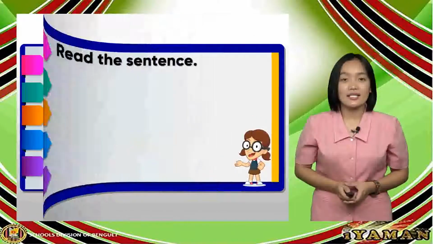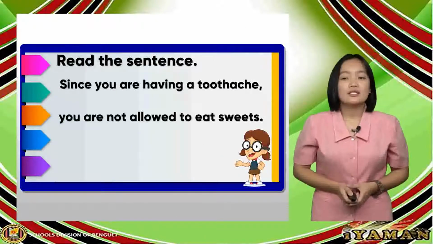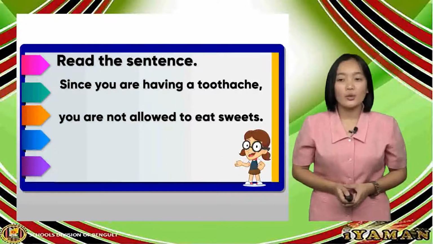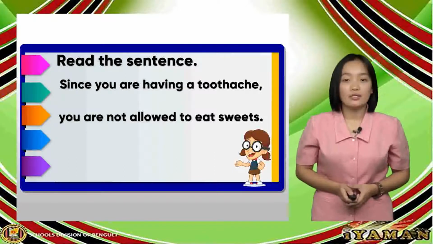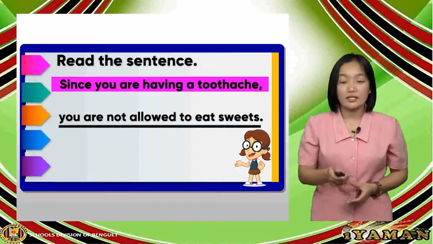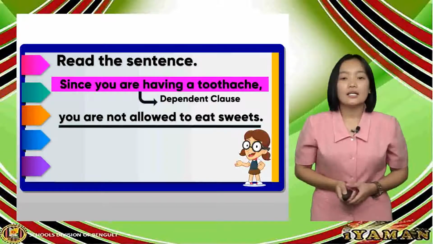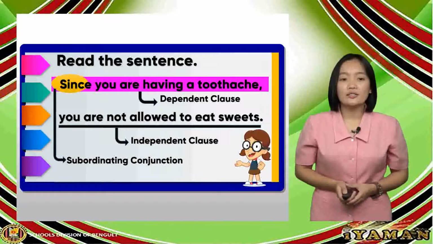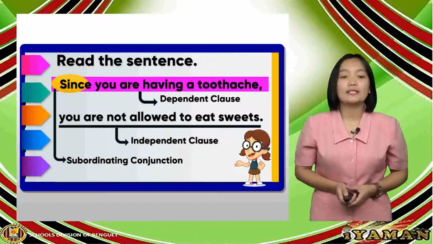Let's read the second sentence. Since you are having a toothache, you are not allowed to eat sweets. This is another example of a complex sentence, but this time, the dependent clause comes before the independent clause. In this example, the subordinating conjunction is used to introduce the dependent clause. Take note that if a dependent clause comes first before an independent clause, a comma is required.